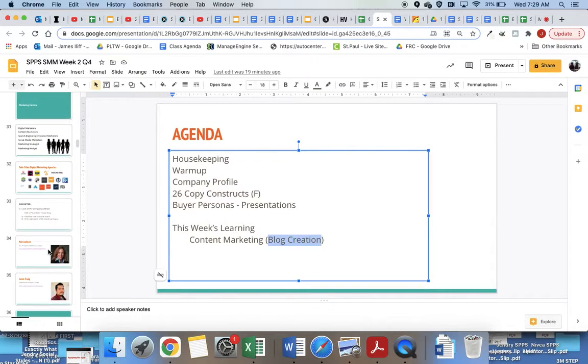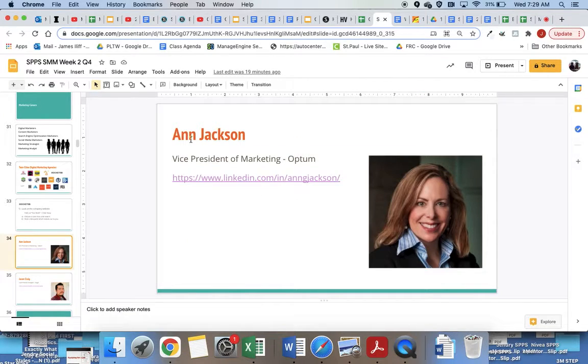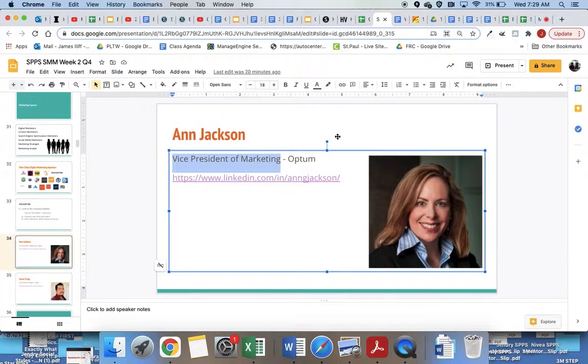Oh, before we get there, next week we're going to have 2 guest speakers, and they're really cool. So check this out. We got Ann Jackson. She's the vice president of marketing. That's a big role for Optum. Optum is a Fortune 500 company in the Twin Cities. I used to work for them, and it's a great company. They deal with healthcare.